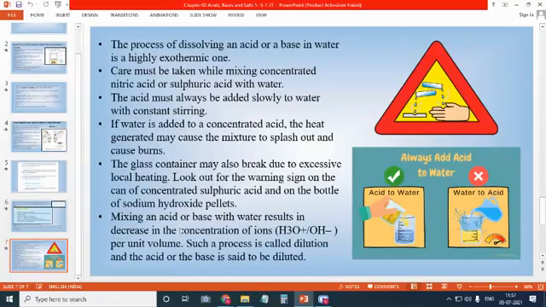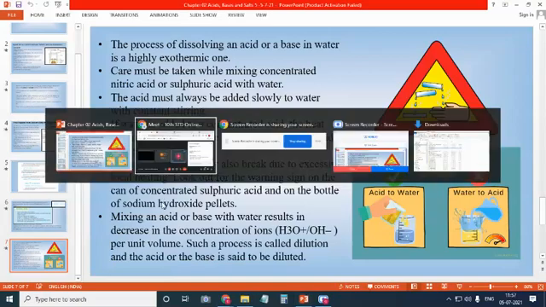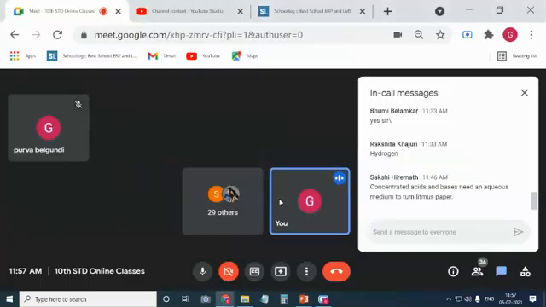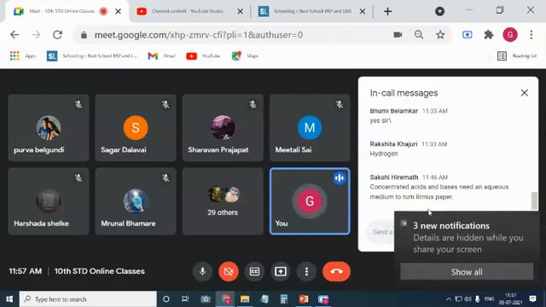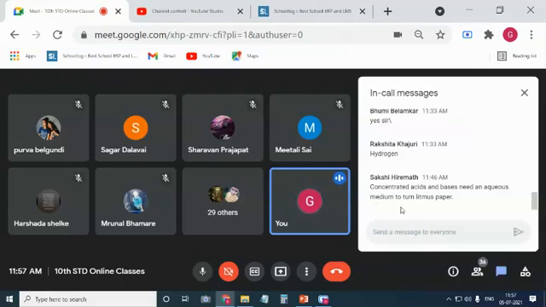So by this we have completed the first part of the chapter. Now, anyone who has any kind of doubt, let me know. Concentrated base needs an aqueous medium. Very good, Sakshi, that's the correct answer. Concentrated acids and bases require an aqueous solution. Yes, this is the answer for your Activity 2.9.